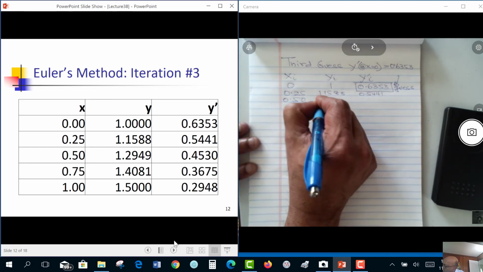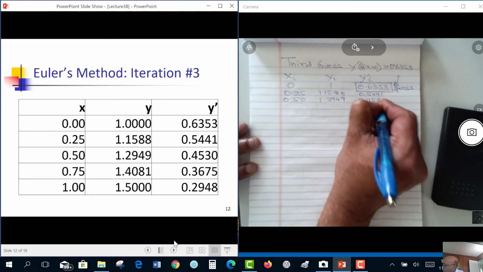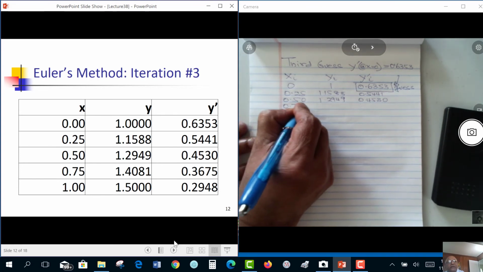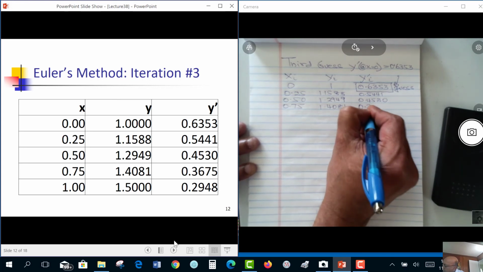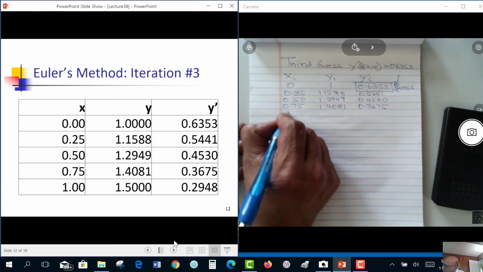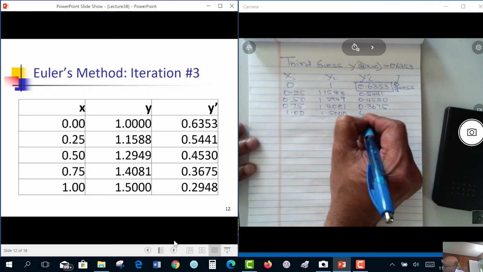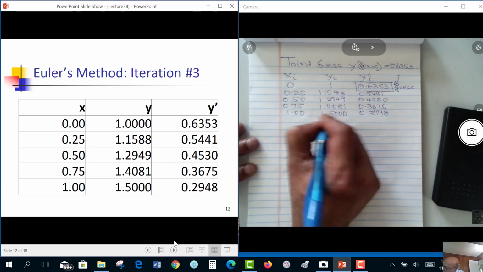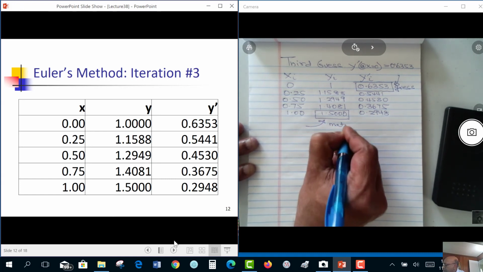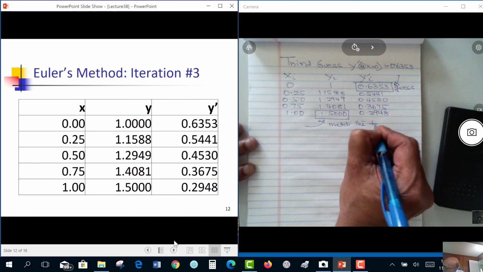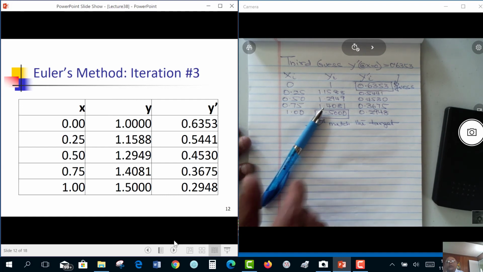0.50, we'll get 1.2949, 0.4530. 0.75, we get 1.4081, 0.3675. And finally 1.0, you'll get 1.5 and 0.2948. Bingo, we hit our target. So this is our solution to the differential equation.